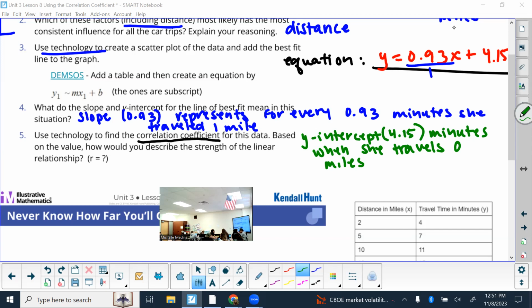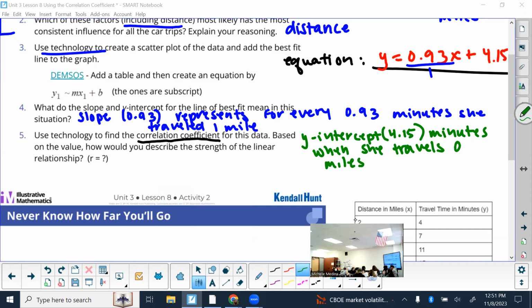All right, now the last part of this, correlation coefficient. This will make more sense for you guys tomorrow when you get to that lesson. But did anyone identify the correlation coefficient with their technology? Yeah. What did you say, Jude? All right, so let's see where they got that. It kind of gave you a hint. It said R equals what?